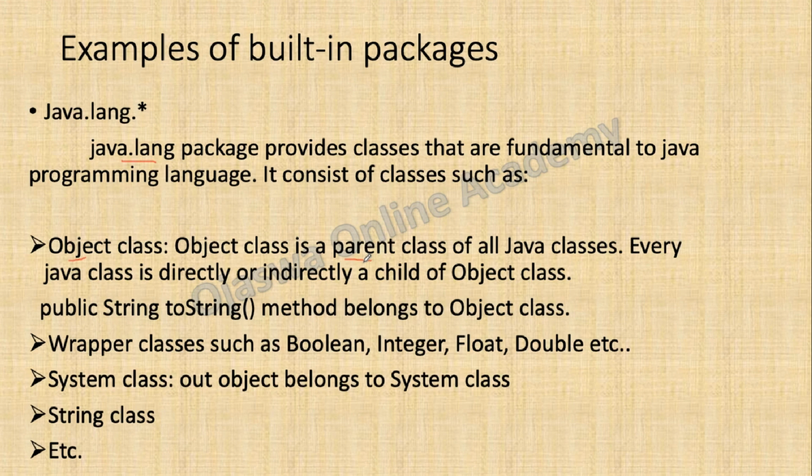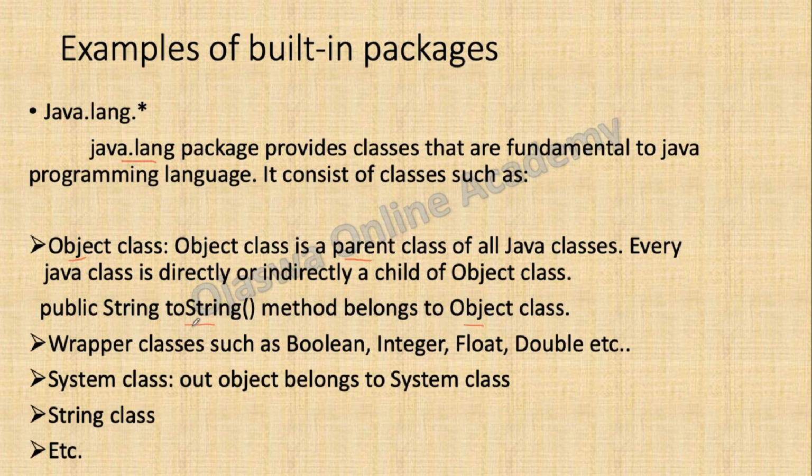No matter how many classes you create and how many classes you have built in, the parent class of all these classes will always be the Object class. Now the built-in classes come with built-in methods, objects, etc. One of the methods belonging to the Object class is the toString method. We have already used the toString method in our previous videos. This toString method belongs to the Object class.